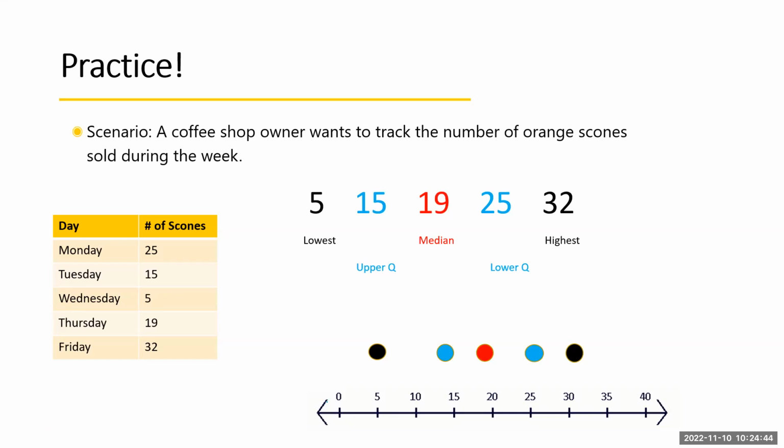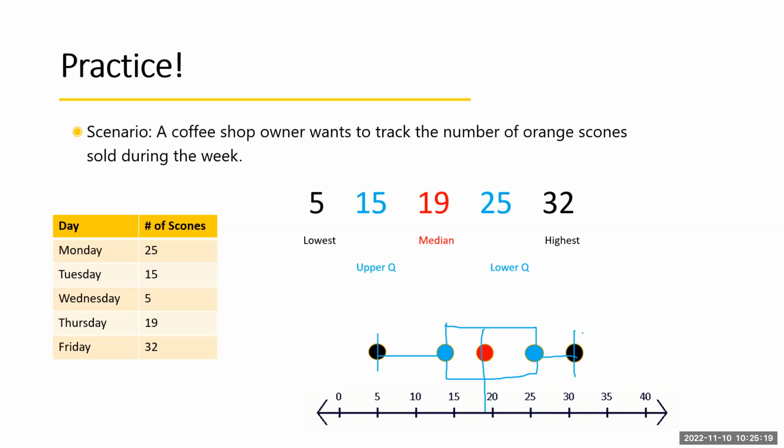So then to draw your box plot, you're going to draw the interquartile range, right? And then we've got the median right there. And then these are our whiskers. So this kind of tells this coffee shop owner how many scones to make during the week to have enough, you know, to make between 15 and 25, and she should be okay.